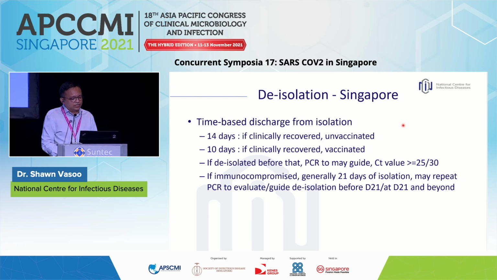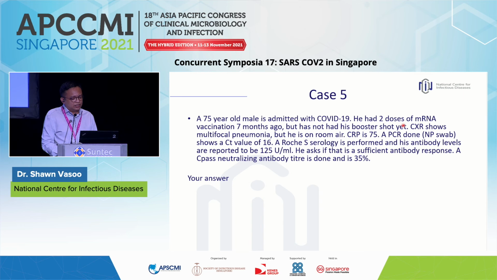if you are planning to de-isolate your patient before that, we do use PCR locally to guide us. If they're immunocompromised, of course, then all bets are off, and so we might sometimes use testing to guide us. And generally, locally, we recommend at least 21 days of isolation, or self-isolation at home.